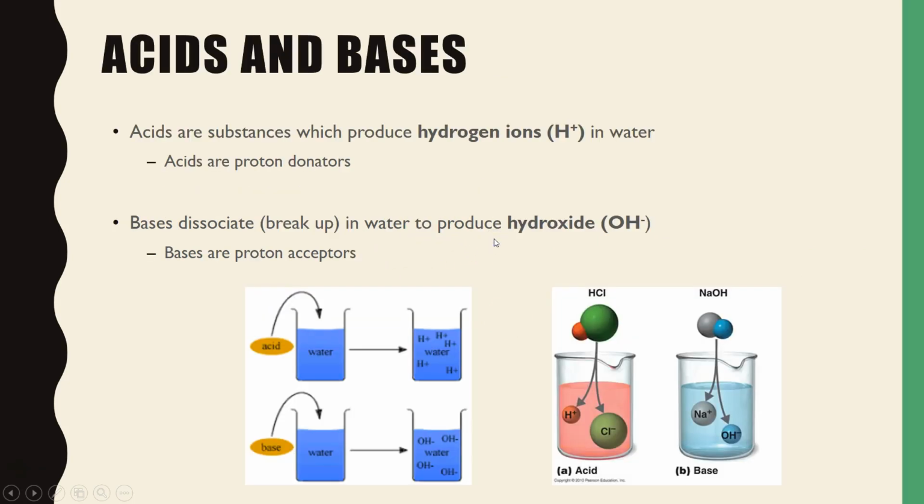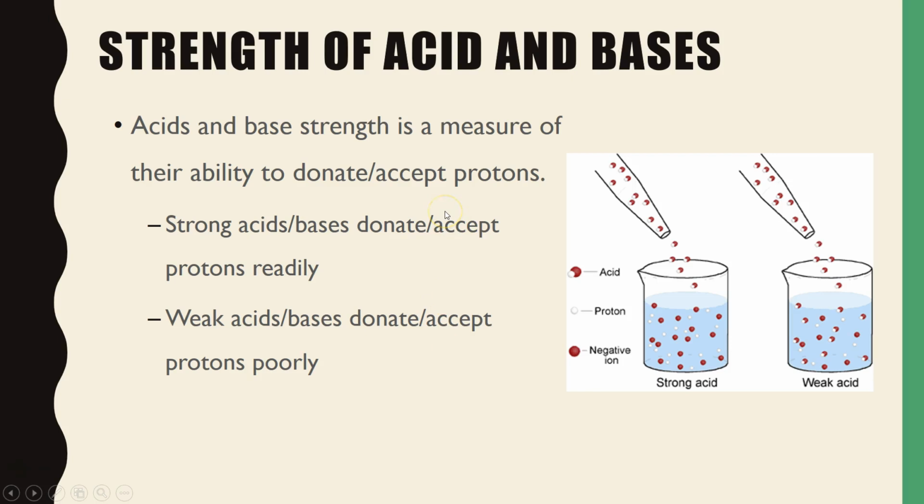So we already mentioned in the previous lesson, acids are substances that produce hydrogen ions or donate hydrogen ions, known as proton donors, in water. Whereas bases break up and they produce hydroxide, so therefore they're proton acceptors in water. Here are some examples of acids donating protons to form mostly hydrogen ions, whereas bases form mostly hydroxide ions in water. So acid and base strength is a measure of their ability to donate or accept protons.